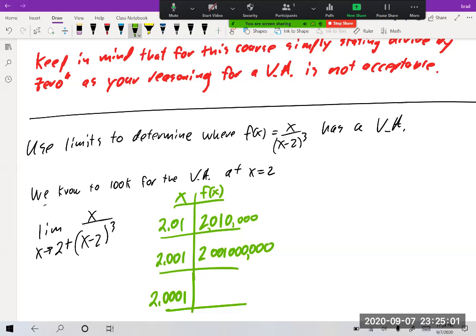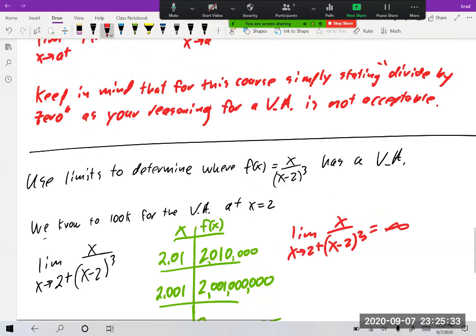I think this will actually be good enough. We don't even need to go further. That's already at 2 billion, right? And then the next one is going to be even bigger, some really big number. So we can see from this that the limit as x approaches 2 from the right of x over (x minus 2) cubed is approaching infinity, right? It's getting larger and larger very quickly.